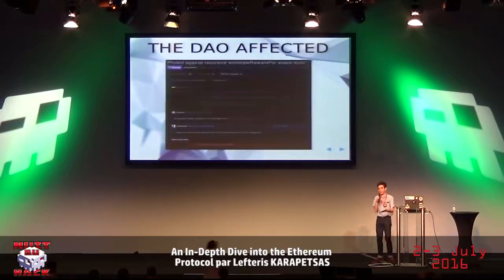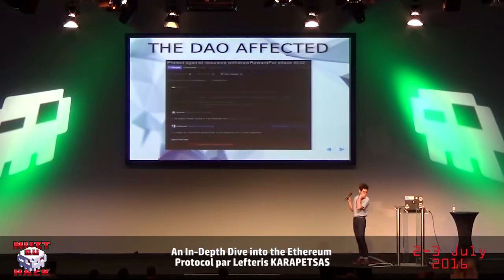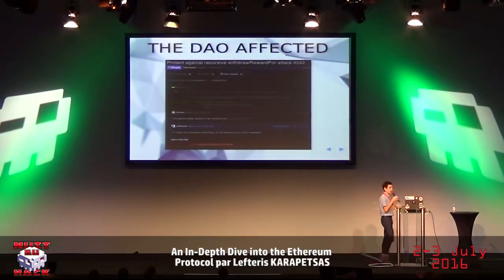So we started making PRs. So this is a PR by myself in order to correct the exploit in the withdraw reward for. As you can see, essentially it's just moving one line before the transfer of value. It's extremely simple. It's so simple that it hurts.